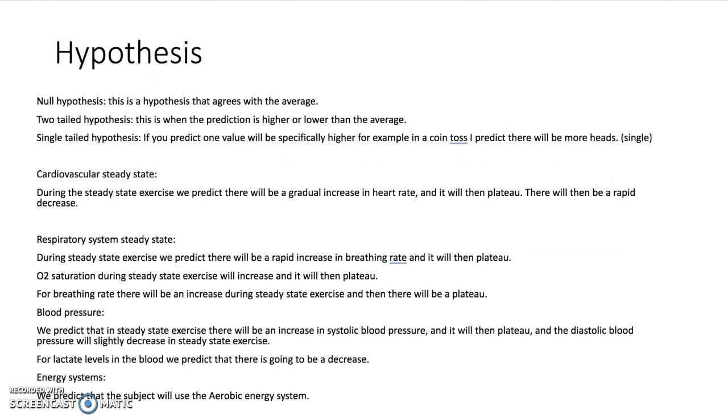There are several different types of hypothesis. A null hypothesis is a hypothesis that agrees with an average. A two-tailed hypothesis is when the prediction is higher or lower than the average, and a single-tailed hypothesis is if you predict one value will be specifically higher. For example, in a coin toss, I predict there will be more heads than tails in 10 tosses.